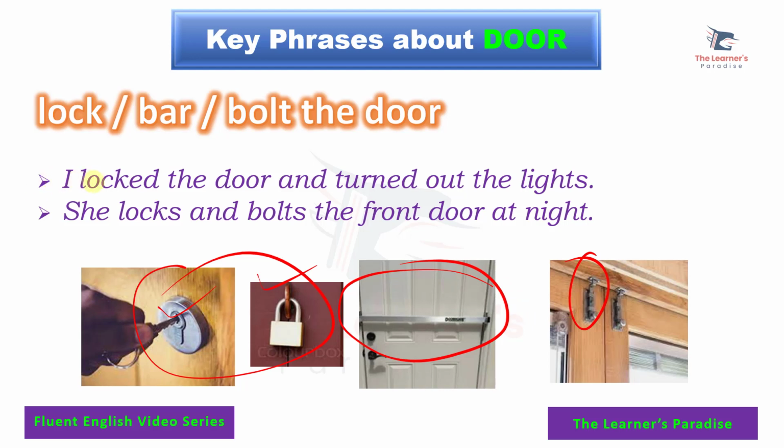Example sentence is, I locked the door and turned out the lights. She locks and bolts the front door at night.